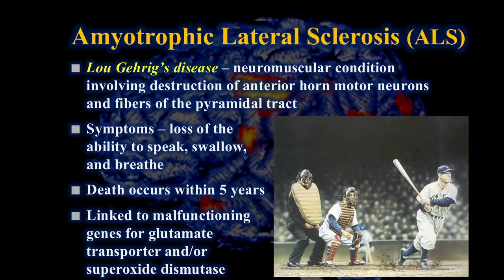It's linked to the genes for the glutamate transporter, and glutamate is one of those neurotransmitters, okay? And it functions too much. It's an excitatory neurotransmitter, and it's too active in people with ALS. And it can also be caused by superoxide dismutase, which helps get rid of free radicals, so it's an antioxidant.